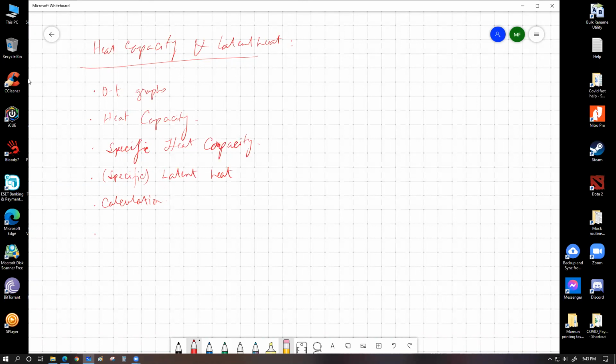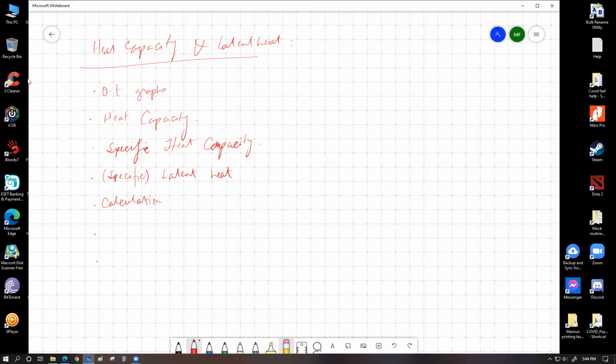I think that's pretty much it for this chapter. Evaporation comes in the next chapter, the gas laws, or what is it called, kinetic theory of matter. Well, I'm going to keep two more bullets free over here. If something else comes up, I'm going to write it up over here.